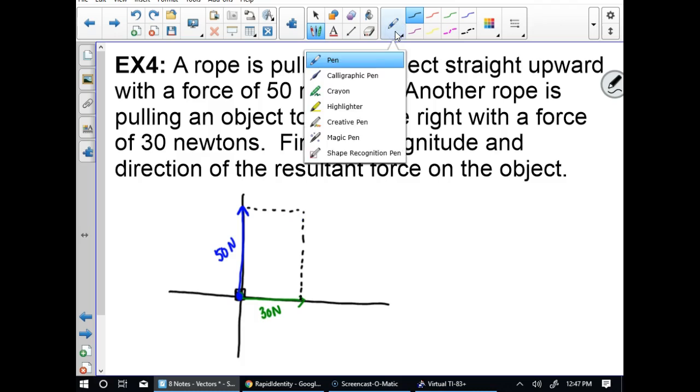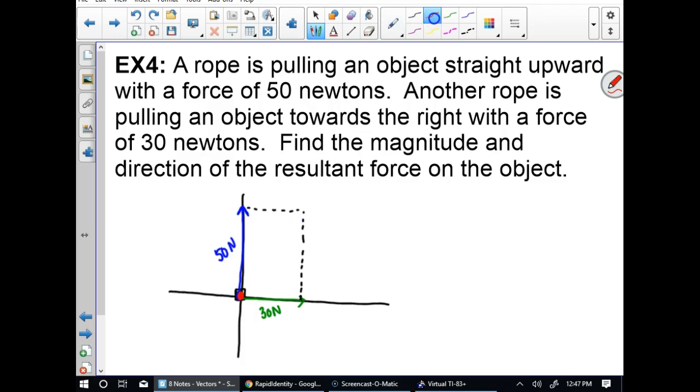And our resultant vector goes from the starting point to the other corner of the parallelogram. So this would also be 30. This would also be 50. This one asks us for the magnitude and direction of the resultant force. So for magnitude, we're just going to do the Pythagorean theorem.